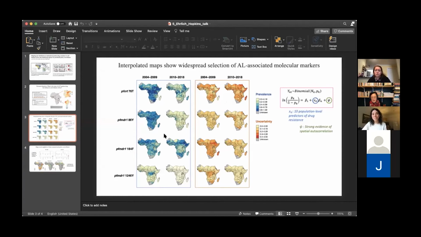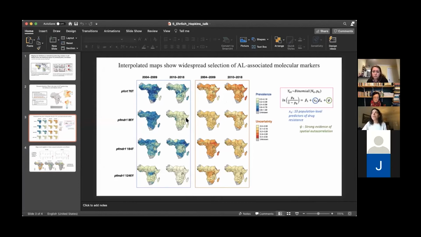Great, thanks. Tamaki had a question about why you think seasonality might be so important. Yeah, that is a great question. We were surprised to see that it consistently was the strongest predictor for almost every marker in terms of the prevalence of drug resistance in an area.